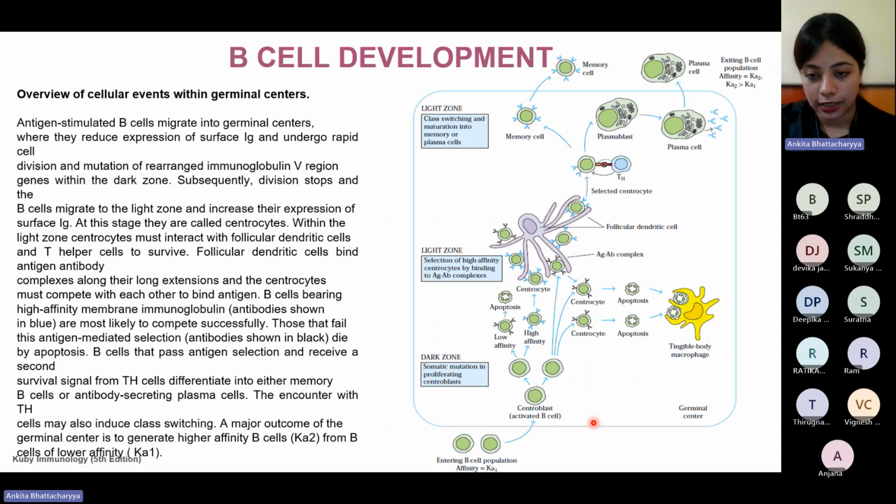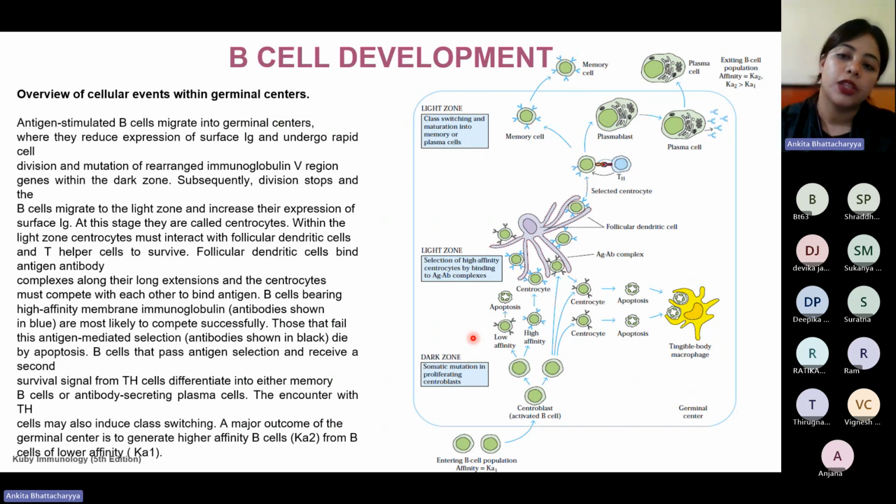So from this somatic mutation which is occurring in the dark zone, what happens next is that from that entire repertoire, selection needs to be carried out. So you have, say, from initial one type of antibody, 10,000 different types of antibodies. From these 10,000 types of antibodies, only those which have high affinity need to be selected.